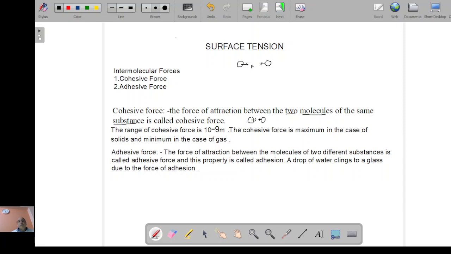The range of cohesive force is 10 to the power minus 9 meter, that is up to the nanometer. And the cohesive force is maximum in case of solids and minimum in case of gases.